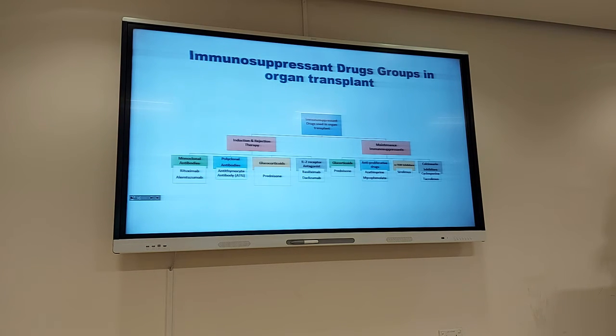So we can divide them into two groups: the ones that we use for induction and rejection therapy, and the other ones that we use for maintenance immunosuppression. For the induction therapy, we usually use them at the start of the transplant. They could be monoclonal antibodies, polyclonal antibodies, glucocorticoids, or IL-2 receptor inhibitors. The maintenance ones are usually given long term, like glucocorticoids, anti-proliferative drugs, purine inhibitors, mTOR inhibitors, and calcineurin inhibitors. So these are used more for long-term use.